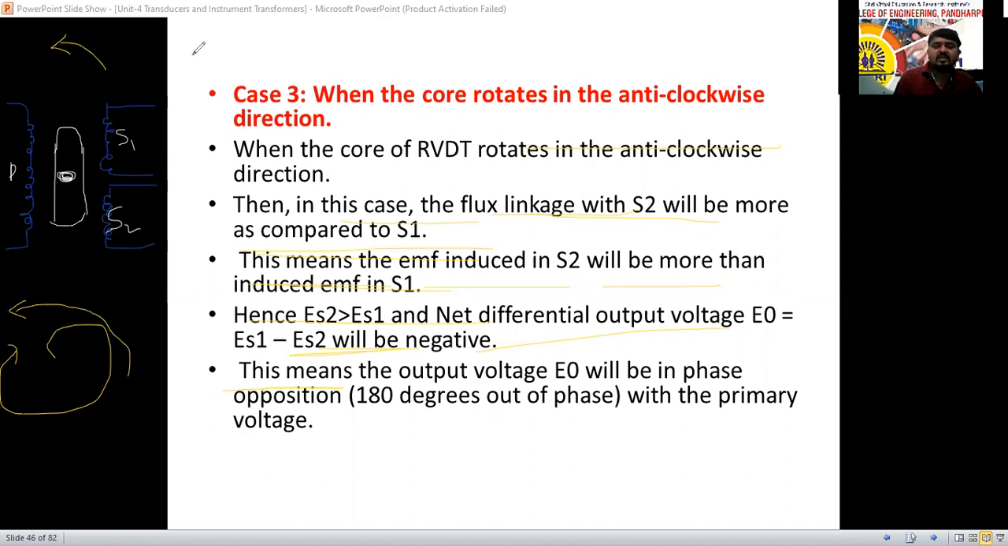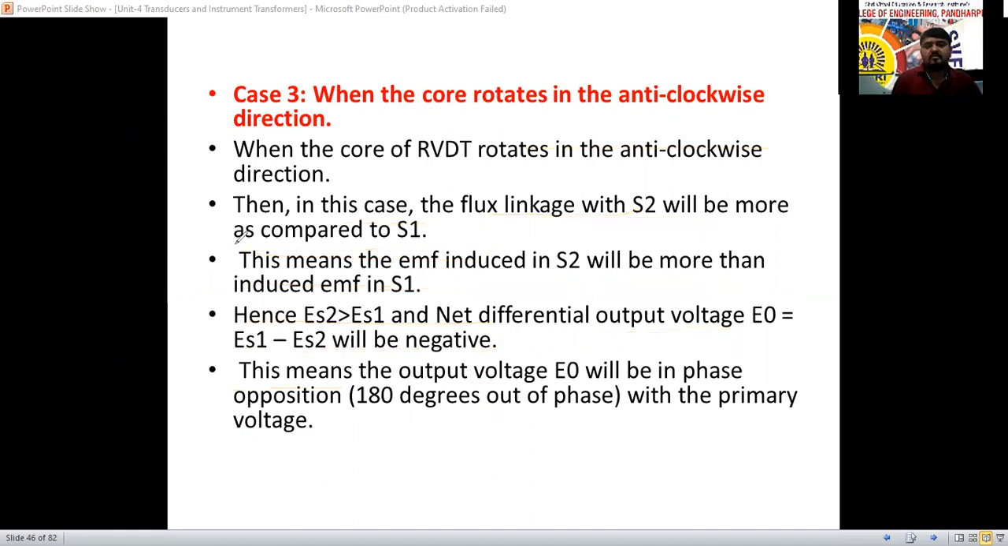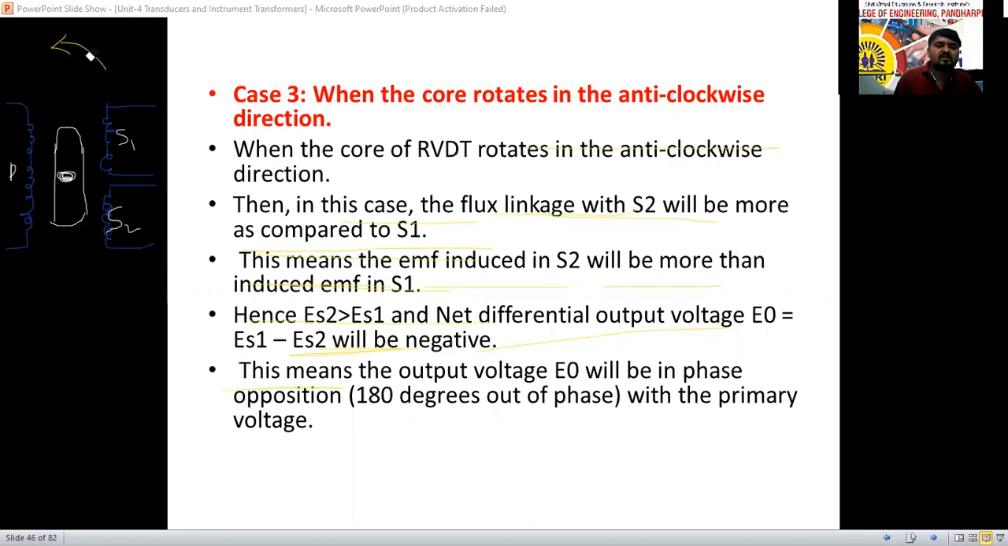So in this condition, you people only tell. I will just draw the diagram according to this one. So anti-clockwise direction means it should rotate in this part here. Now this core is there, it is going to rotate in this part here. It will be like this. The core will be like this here.